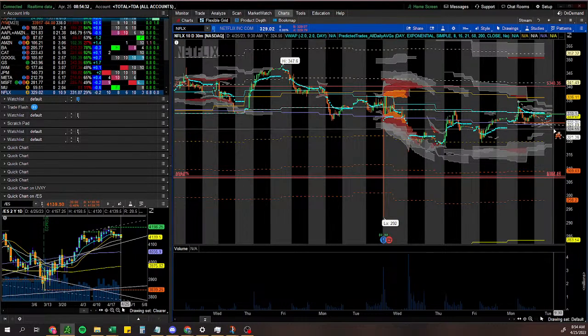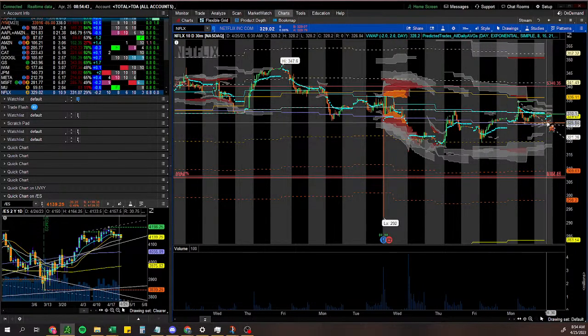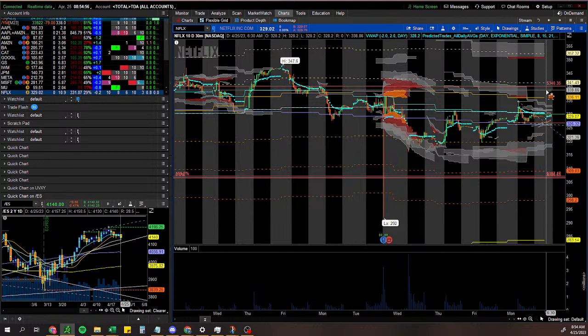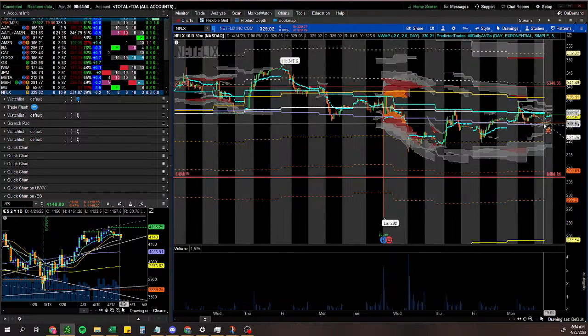Ultimately, local support, that daily 50 at about, just call it 326. If we start to lose that, then it's back down to test 320, that base that we are setting. As long as we can hold 326, looking to get through 330, back up to 335-ish where the daily 15 sits, and 340, the next key level past that.